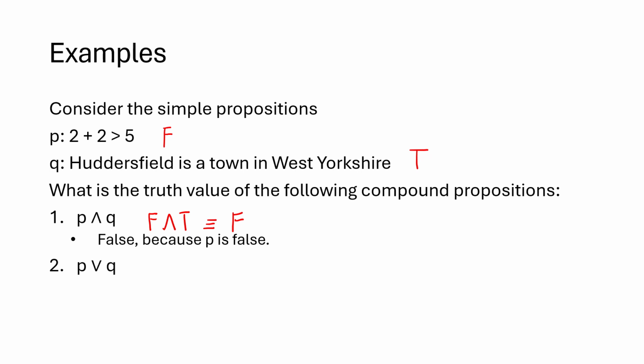Now the second compound proposition is P or Q. So false or true. And again, if you remember, for disjunction, for or, it's enough that at least one of the components is true. And in this case, the second one is true. So this simplifies to true.